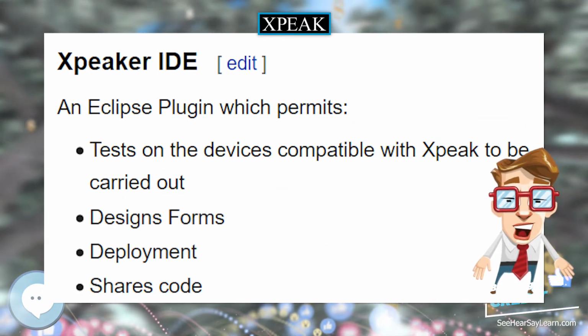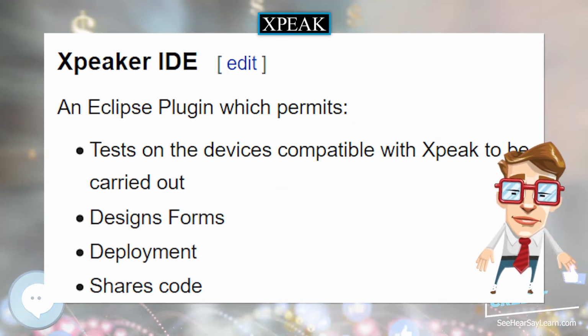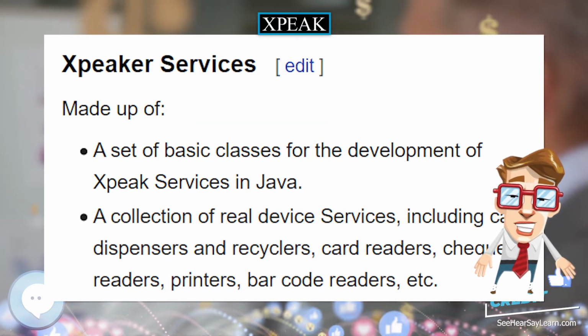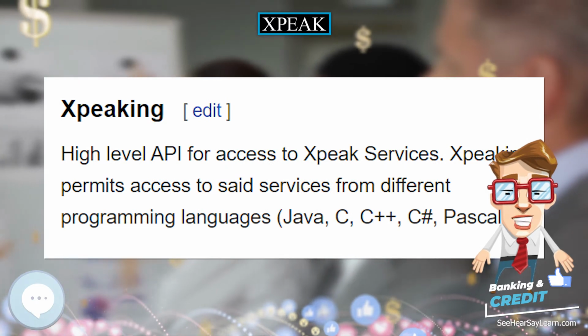Xpeak is a collection of software projects, integrally developed by Cashware, with the philosophy of open source and commercialized under a dual license: the Xpeak public license and a commercial license.